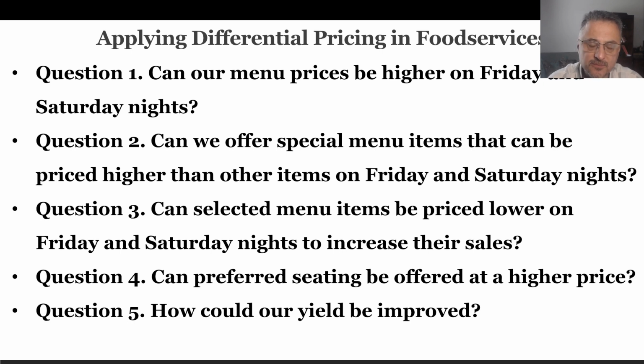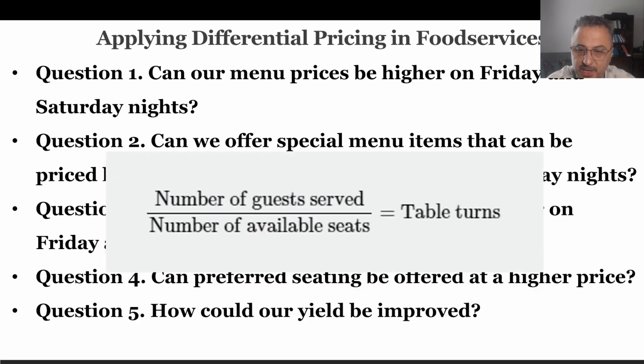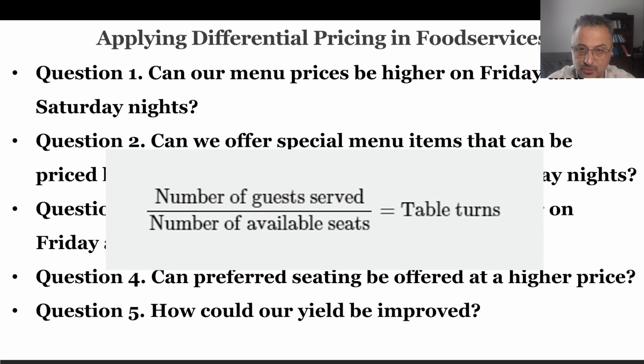And finally, in question 5, how could our yield be improved? If we are not willing to play with prices too often, we need to increase the people served, similar to what we talked about a few minutes ago. It could be achieved by offering delivery, pickup, or drive-through options. In addition, optimizing tables, where we utilize the number and capacities of various tables, could impact our table turns. So what are table turns? It is basically the number of guests served divided by the number of available seats.